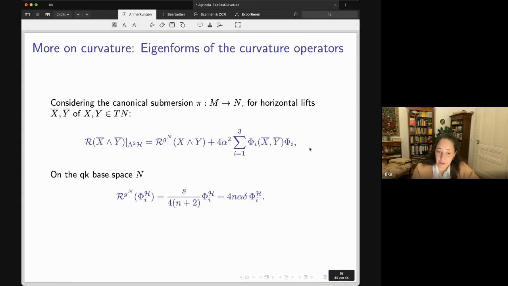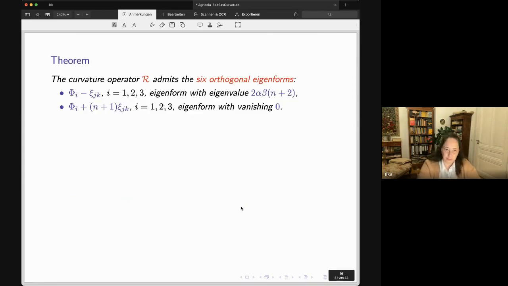And on the quaternionic Kähler base, we can describe again these operators, at least when they act on the horizontal part. So this is what this H means. H is the horizontal part of these Kähler 2-forms, right? Because we can just compute that this is again 4n alpha delta times this horizontal part, explaining again how we get our formula for the scalar curvature of the base. Okay, so we get expressions like that. And a lot is known about the curvature operators of quaternionic Kähler manifolds.